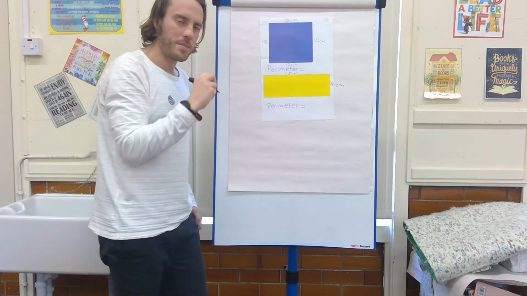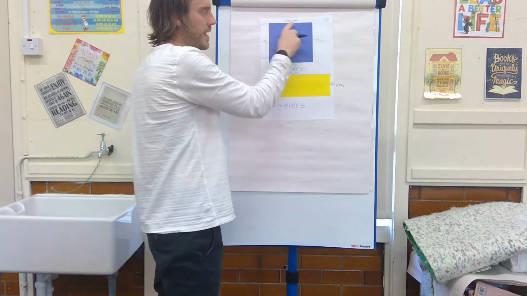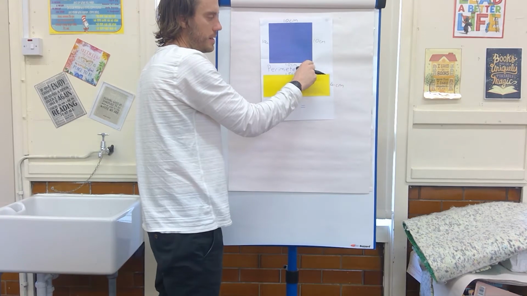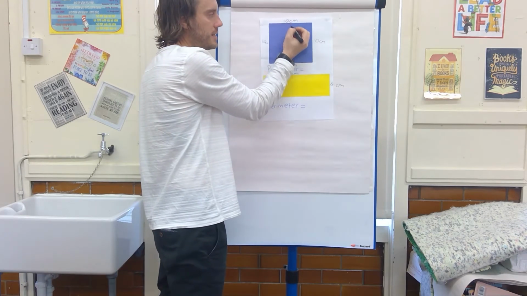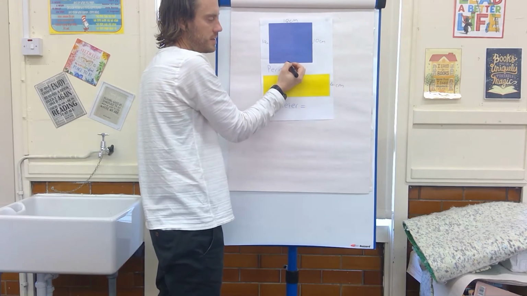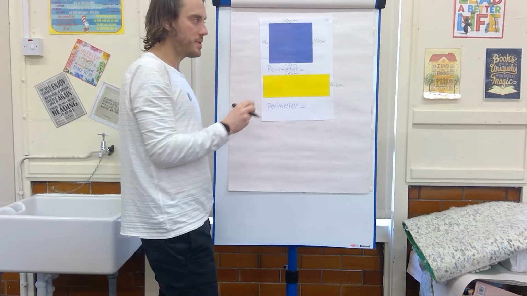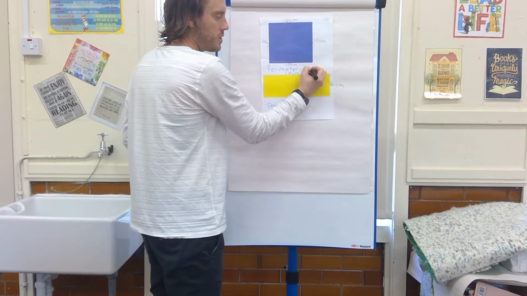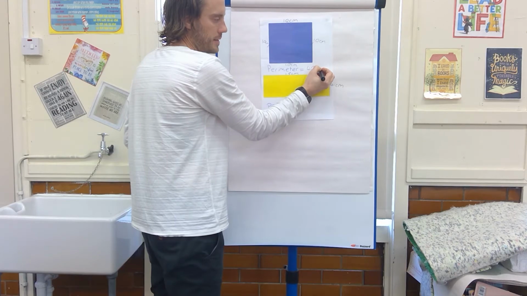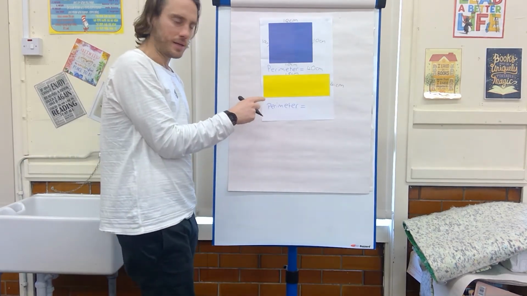So what's the perimeter all the way around all four sides? You've got 10, 10, 10 and 10. So let's mark them off. So that's 10 centimetres, 20 centimetres, 30 centimetres, 40 centimetres. So the perimeter all the way around the outside of this square is 40 centimetres. Easy. Now we've got a rectangle.